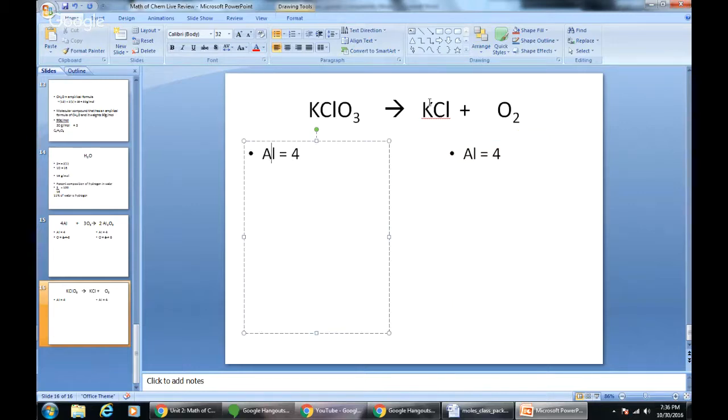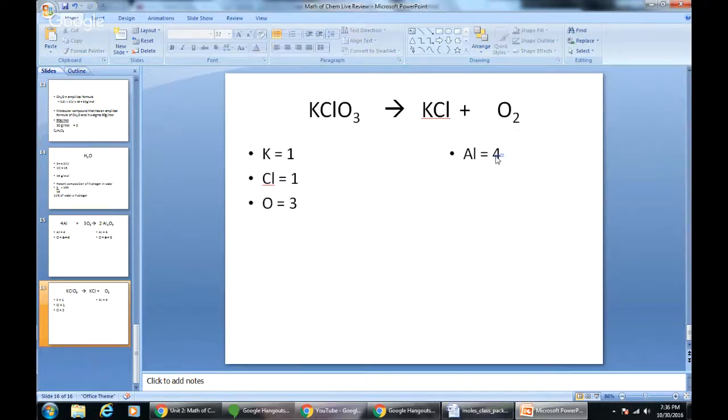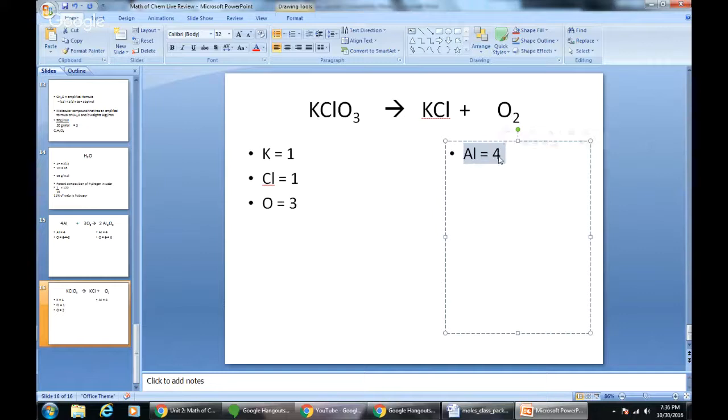All right, so on the left, I have a potassium. It's K. I have one of them. Chlorine, I have 1. And oxygen, I have 3. On the right, I have 1 K. Sorry, K equals 1, Cl equals 1, and oxygen equals 2. Do you see that oxygen is always the problem? Always. So we need to make sure that's right.